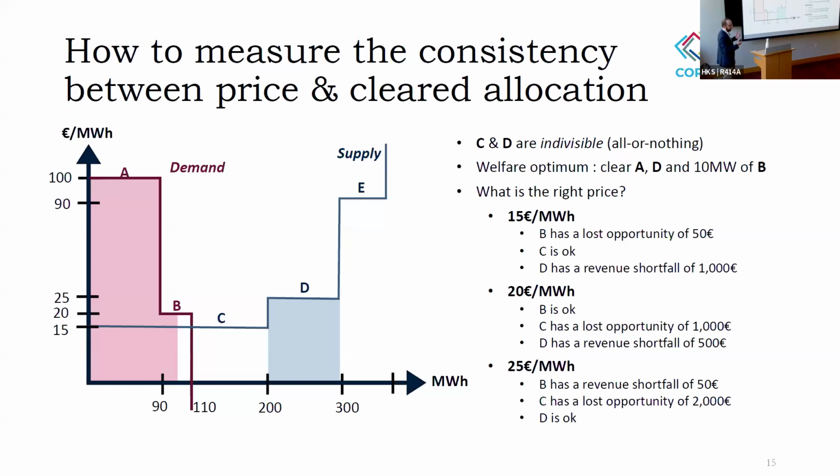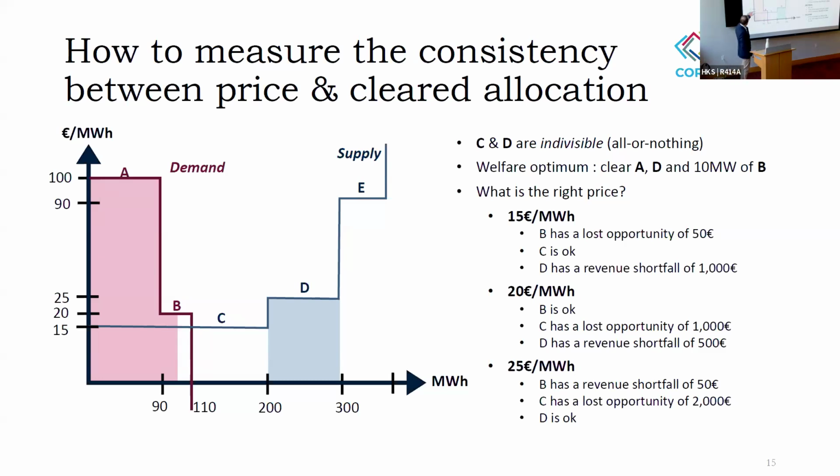And then we can just go on with this analysis and look at what happens if you take a price of 20 euros now. With 20 euro, D is still losing money, but a little less. B is now fine. And what happens is that C now is unhappy because although he's not losing money, he's also foregoing an opportunity. Because for this price, he would make a profit, so he would like to produce 200. So now C has a lost opportunity of 1,000.